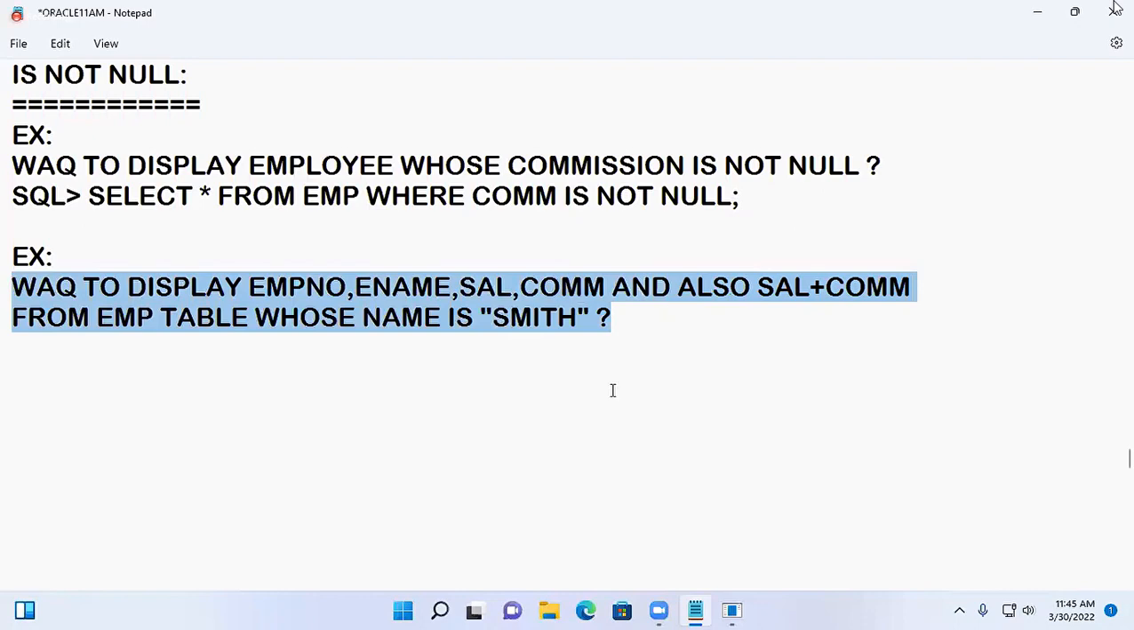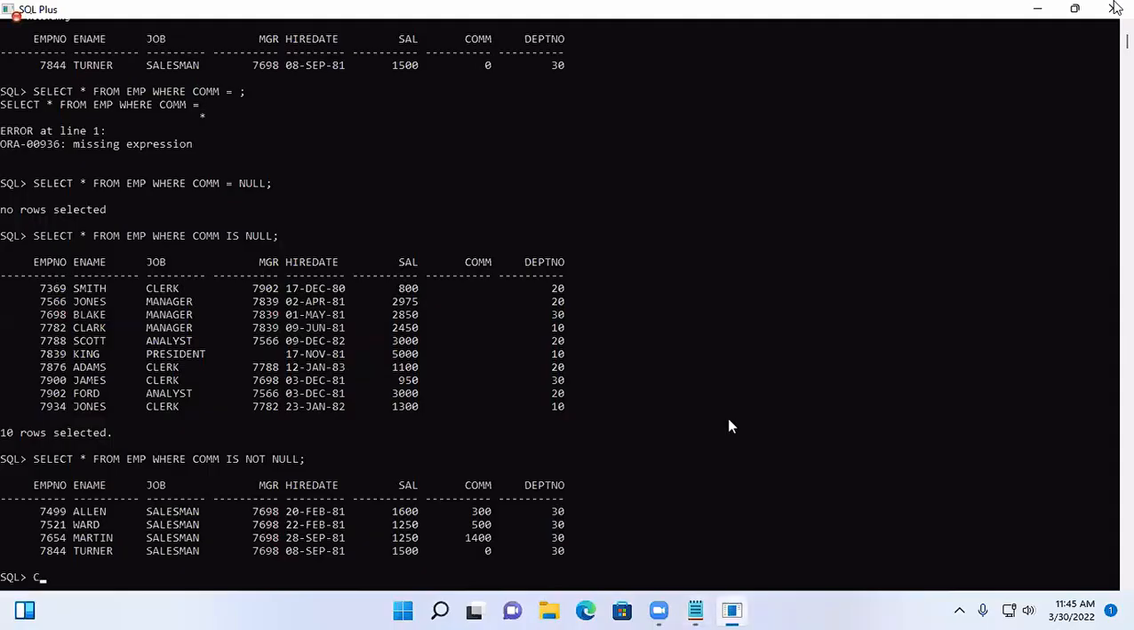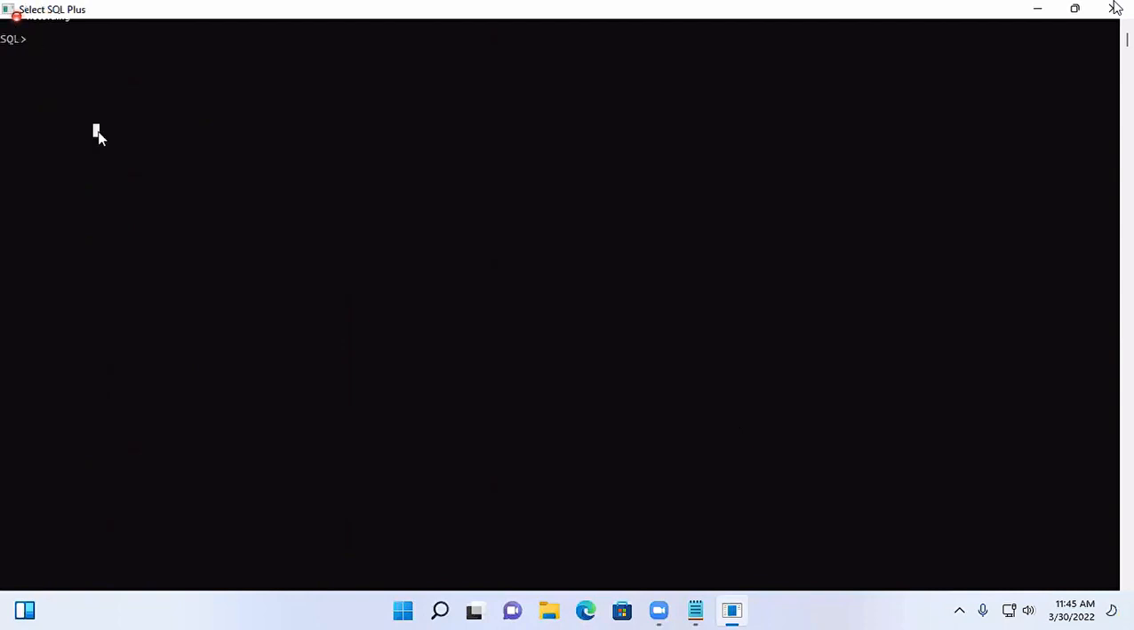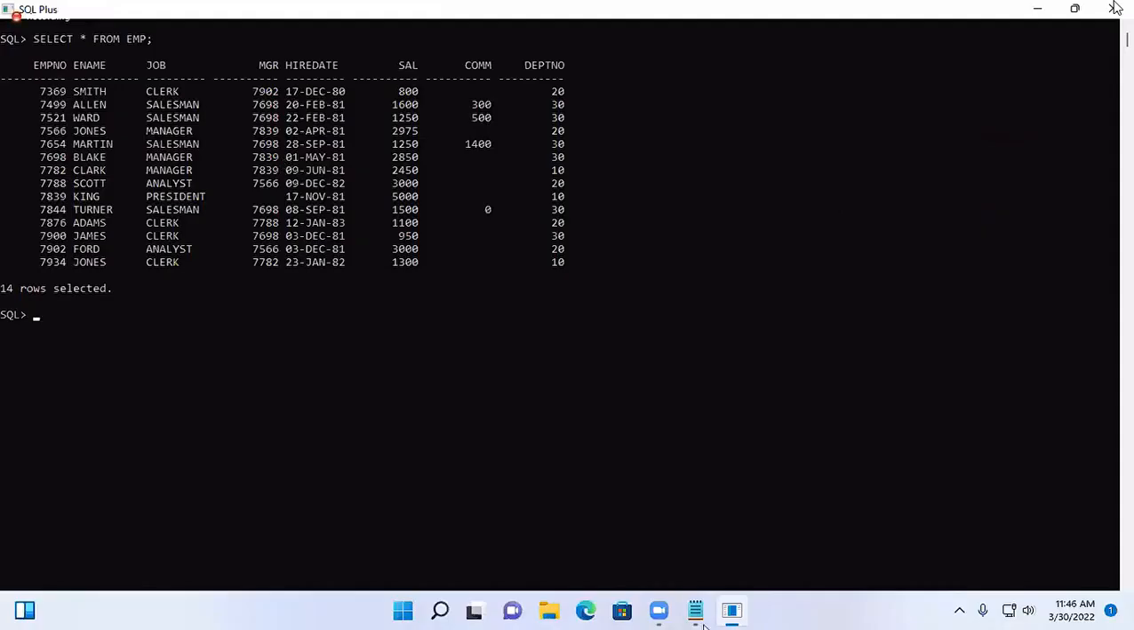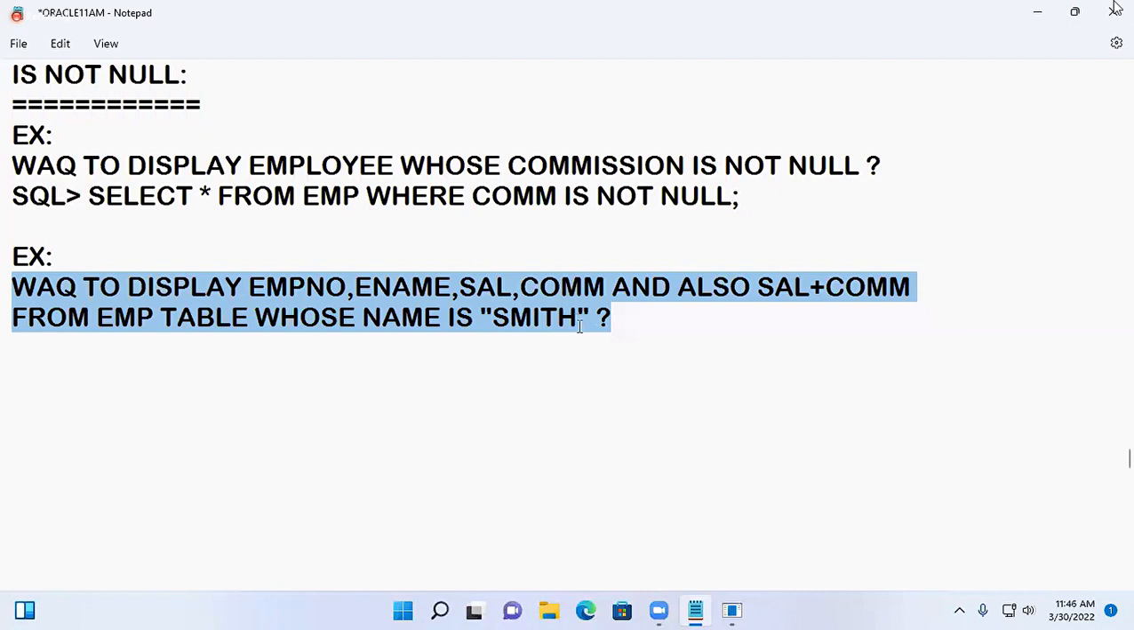Let me come and see. This is our table. Come back to see the table data of Smith. His name is Smith, and the job I don't want now, just his name and number. And I need salary and commission. But tell me guys, here commission is null. So before that, in place of Smith I will take Allen first, after that I will take Smith.